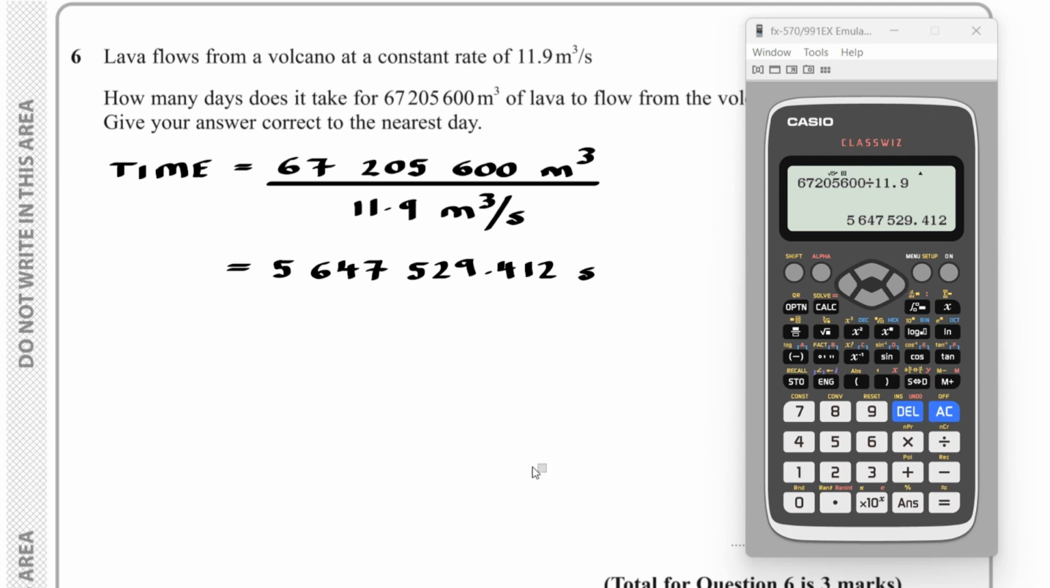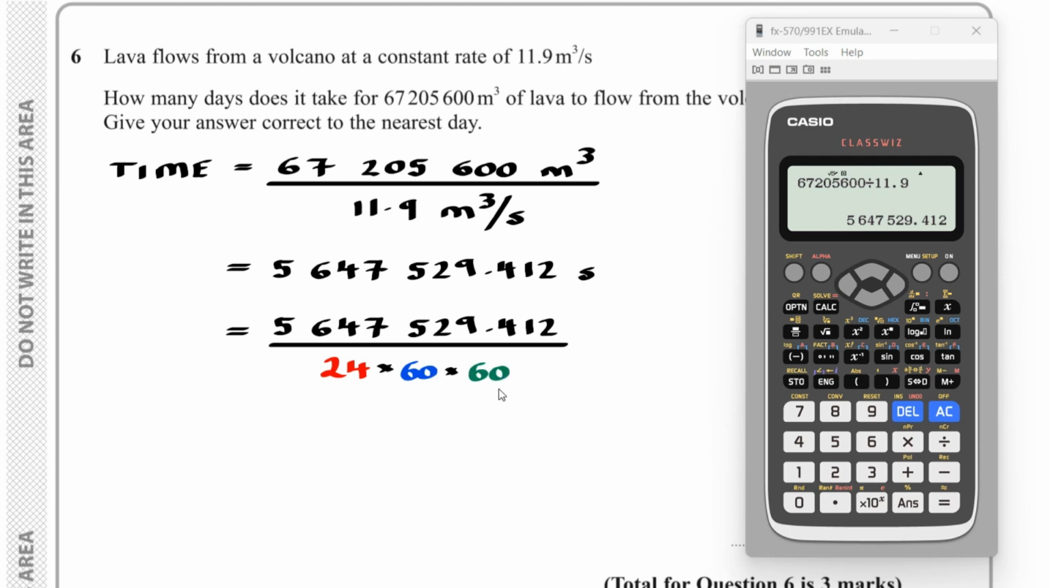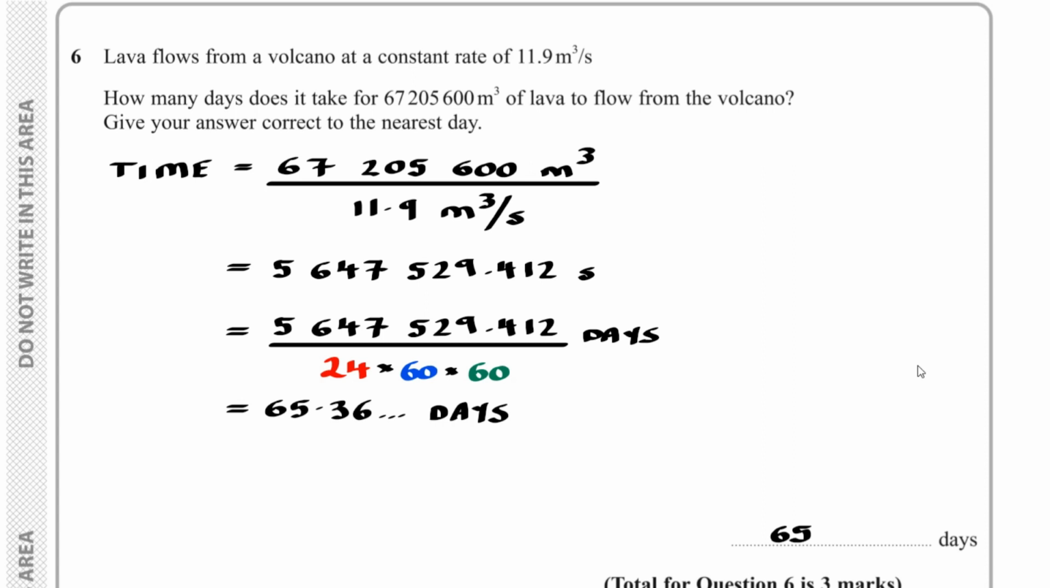We have 5,647,529.412 seconds. So what I need to do is find out what this is in days. To work that out, I need to divide this by 24 hours in the day, and if I multiply by 60 to convert that into minutes, and then times by 60 again to convert it into seconds, this will tell me the amount of days. So if I divide this by 24 times 60 times 60, we get 65.36, etc. days. So we have 65 days.